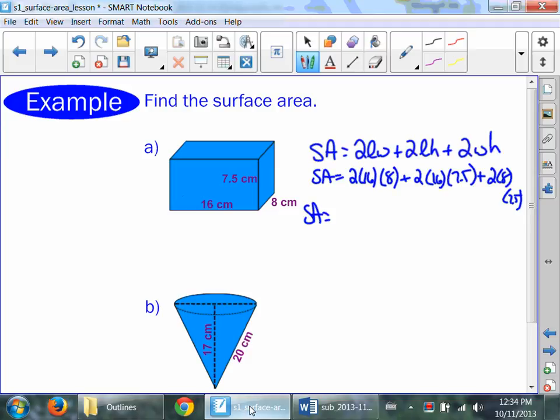2 times 16 times 8 is 256. 2 times 16 times 7.5 is 240. 2 times 8 times 7.5 is 120. Add those areas together, and we're going to get 616 centimeters squared. Surface area is squared, so we have to make sure that all our units are in squared units.